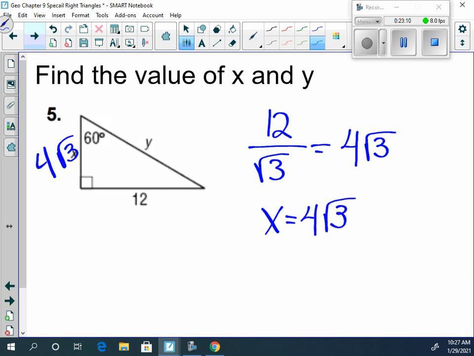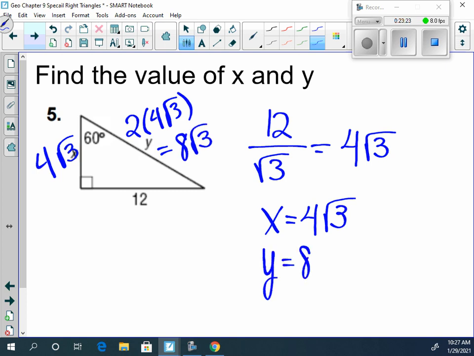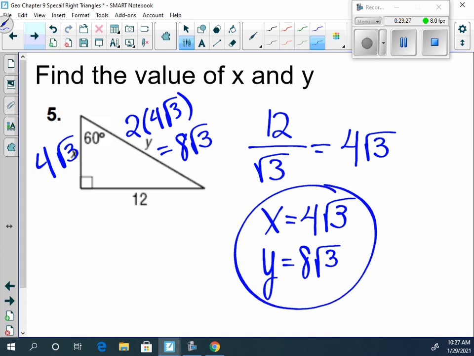Now, what do we need to do next? All right, we're going to do 2 times 4 square root of 3, which would give us 8 square root of 3. And that's it. So even though the number doesn't have a square root of 3, we still do the exact same process.